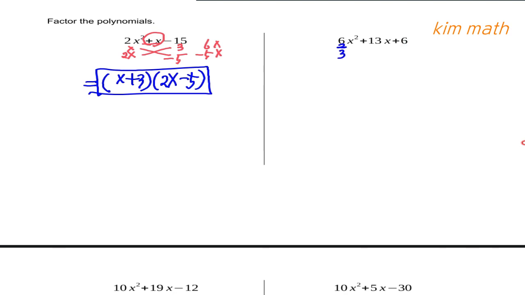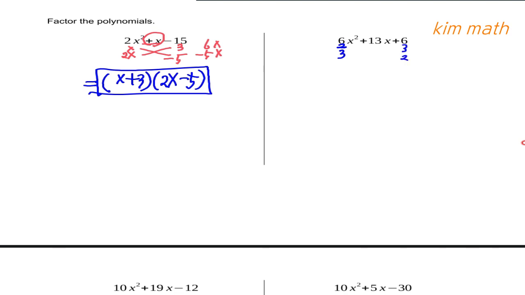Again, I will start with 1 and 6. Now cross multiply: 12, 3. It is not possible to make a 13 with 12 and 3, right? So next choice, 2 and 3. Cross multiply 6 and 6. With the 6 and 6, by adding or subtracting, is 13 possible? Not possible. So next choice, 3 and 2.